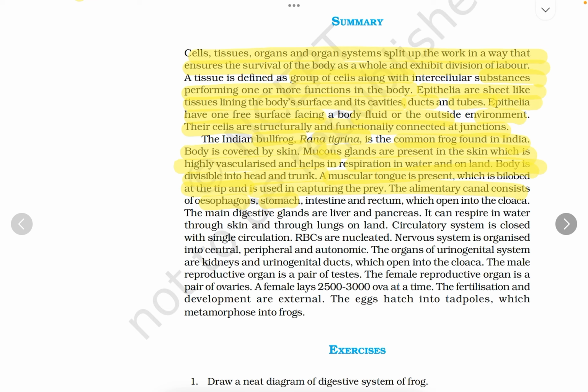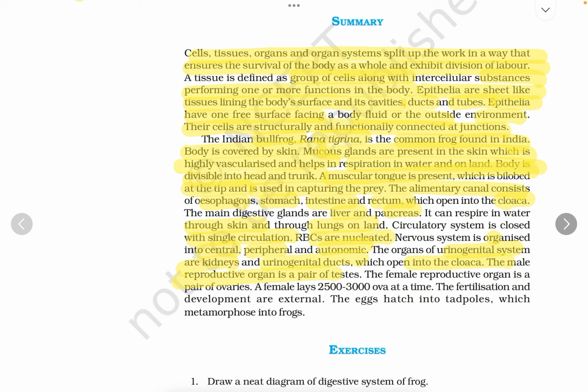Then you have the esophagus, stomach, intestine and rectum. That is called the alimentary canal, which opens into the cloaca. The end of that is the cloaca. The main digestive glands are liver and pancreas. It can respire in water through skin, and through lungs on land. The circulatory system is closed with single circulation. RBCs are nucleated, they have a nucleus. The nervous system is divided into central, peripheral and autonomic nervous system. The organs of the urinogenital system are kidneys and urinogenital ducts, which open into the cloaca.